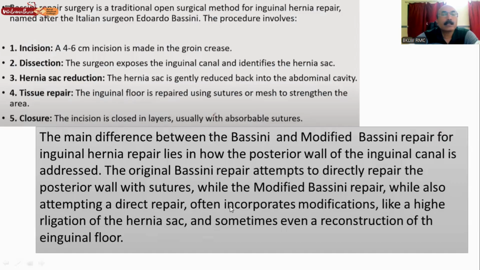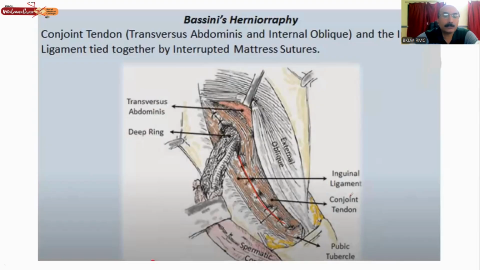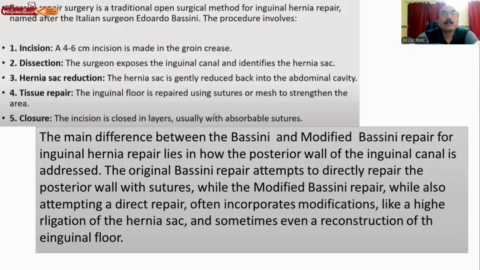The hernial sac is gently reduced into the abdominal cavity and the tissues are repaired. The inguinal floor is repaired using sutures or mesh to strengthen the area. The incision is closed in layers. Now, this is the original Bassini's repair.